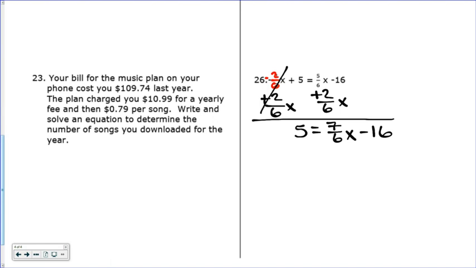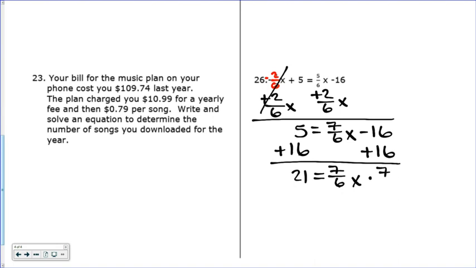Okay, since I moved all my variables to the right, now I need to move all my numbers to the left. So I'm going to add 1/6 to both sides. 21 equals 7/6 x. To get rid of a fraction, when you're multiplying a variable by a fraction, you're going to multiply by the reciprocal. So if I multiply this side by 7/6, I'm also going to multiply this side by 7/6. Oh, I'm sorry. We need to do the reciprocal. 6 sevenths. We have to flip it. Multiply by 6 over 7. 6 over 7. That looks better.